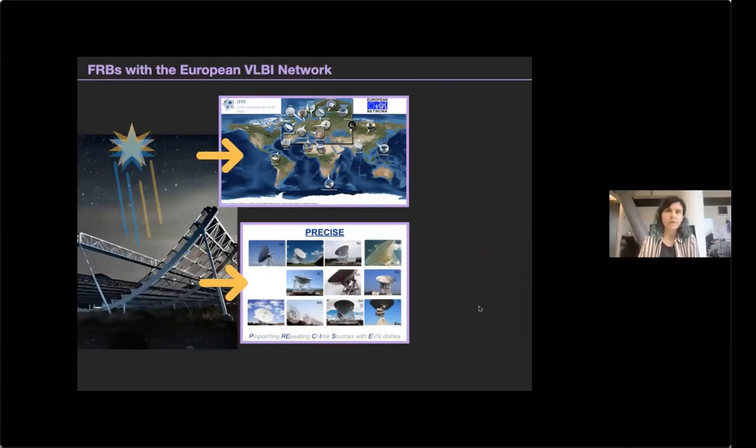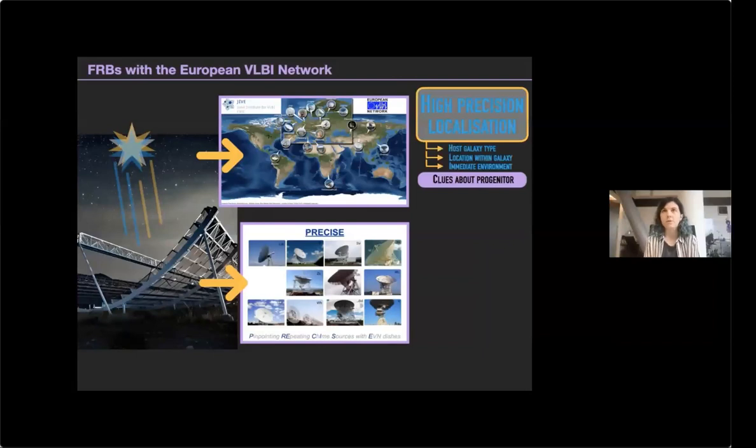The advantage of PRECISE over regular EVN is that with PRECISE, we can usually get a lot more time on sky, which comes at the cost of the number of antennas per observation. The main goals of our EVN and PRECISE campaigns are to precisely localize FRBs, to study their host galaxy, to study where they're coming from in their host galaxy, and to really probe the immediate environment around the FRB. These can give us clues about the progenitor of fast radio bursts.